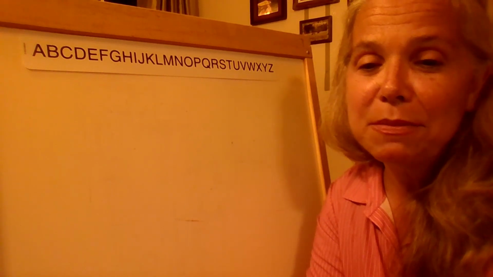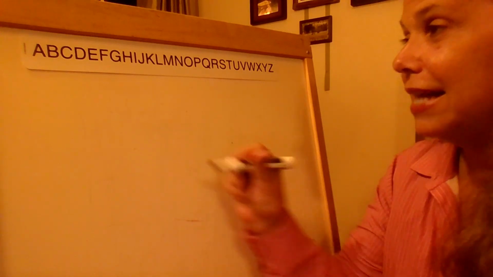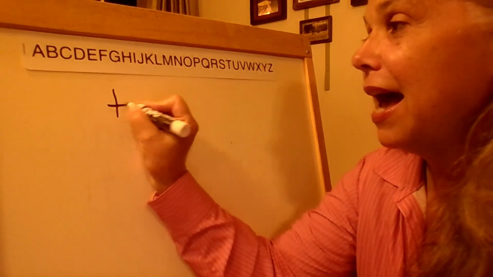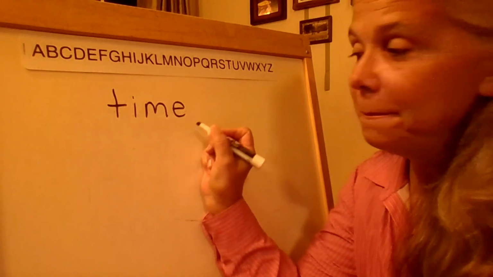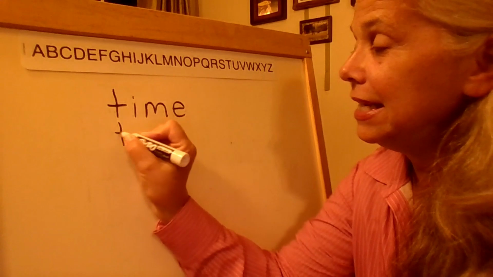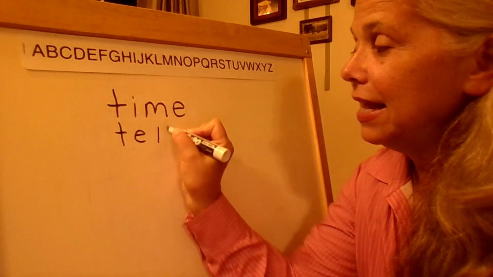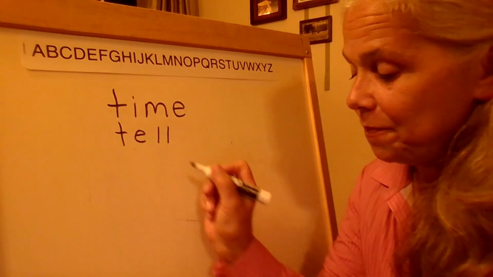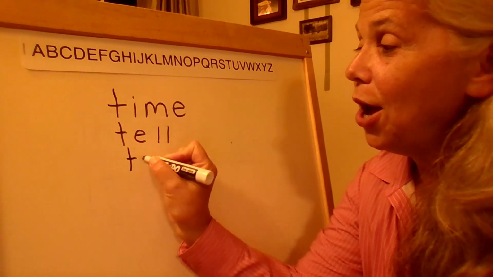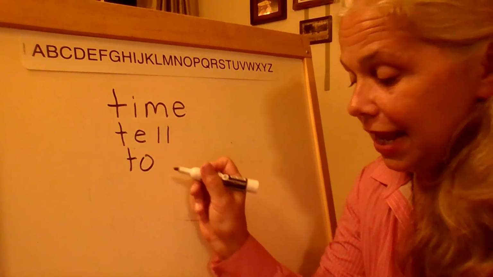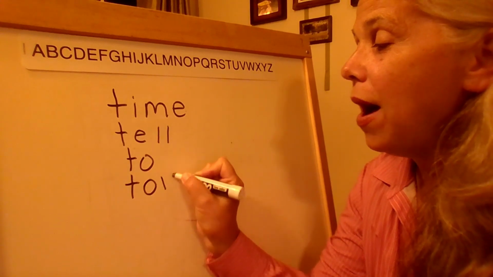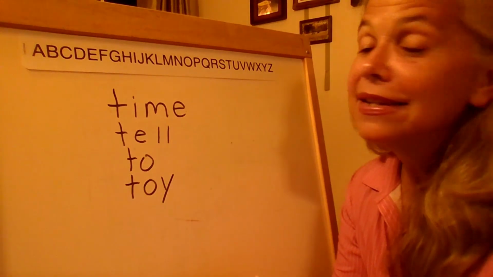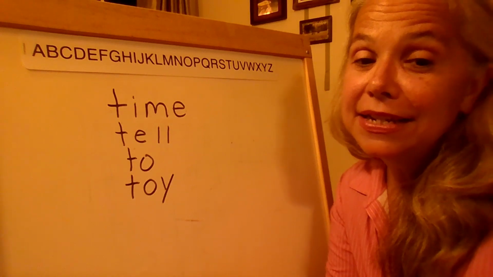What letter do you think makes the t sound? Well, let's look at some of the words that we said. I said T, I, M, E, time. I said T, E, L, L, tell. T, O, to, and then I said toy, T O Y. You're right. T does make a sound.